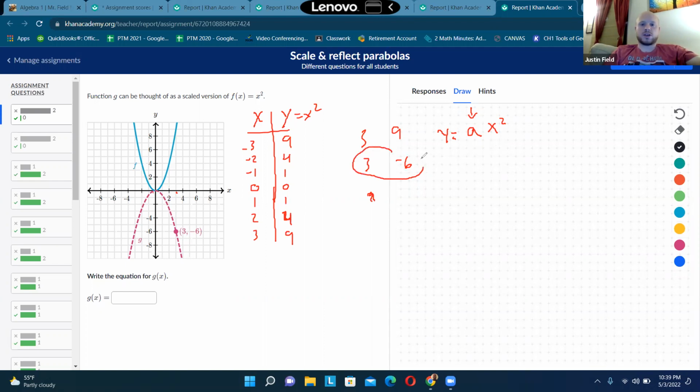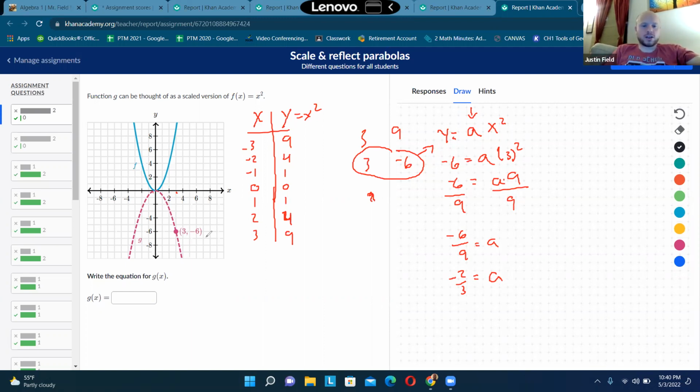So I'm going to put in the -6. I'm just now thinking of this. And then I'm going to put in the 3. And we know it's squared. So that's 9 times a. And I'm going to divide both sides by 9. And we get -6 over 9 is what a is. But that reduces to -2 over 3. Let's see. Is that the right answer?